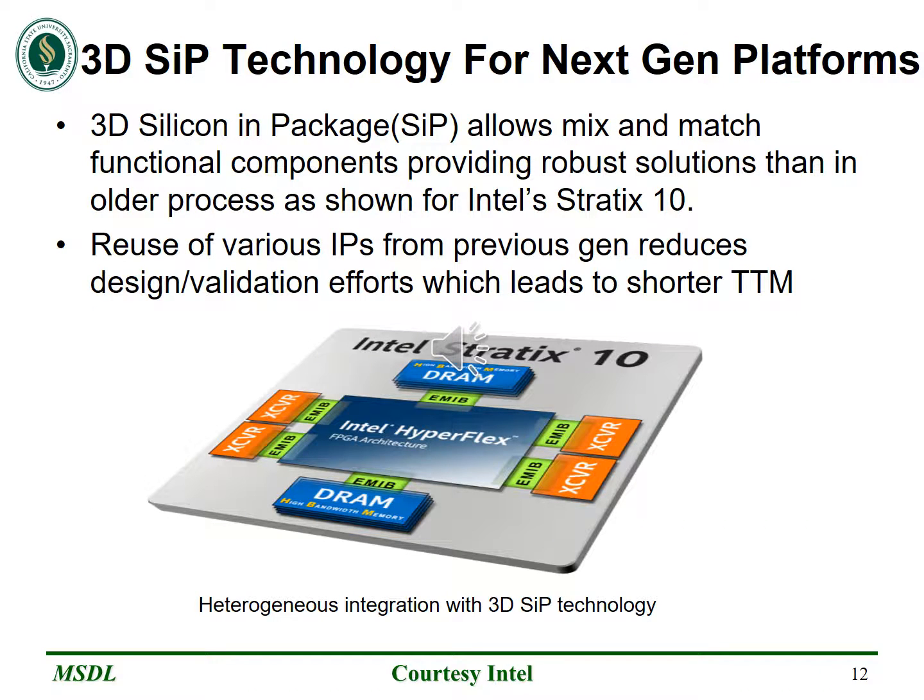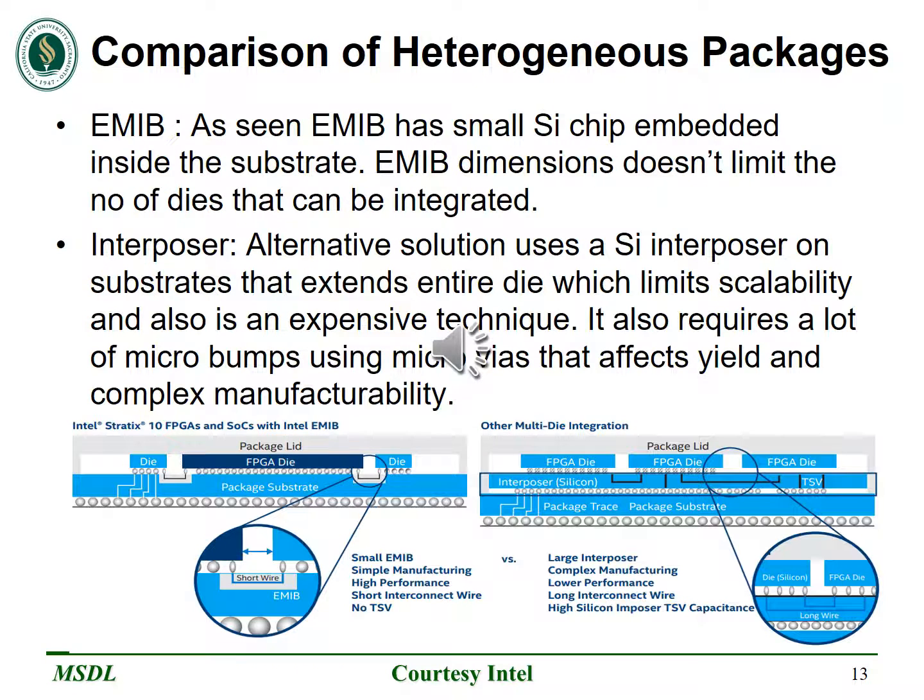3D SiP technology for next generation platforms uses Embedded Multi-Die Interconnect Bridge. The figure shown here is an Intel Stratix 10 FPGA chip, which has discrete modules packed on a single chip using EMIB heterogeneous package technology. We can see here the transceivers are connected with the EMIB and the DRAM is connected with the EMIB. So we can see in all four directions how they are using the EMIB in the next generation platforms.